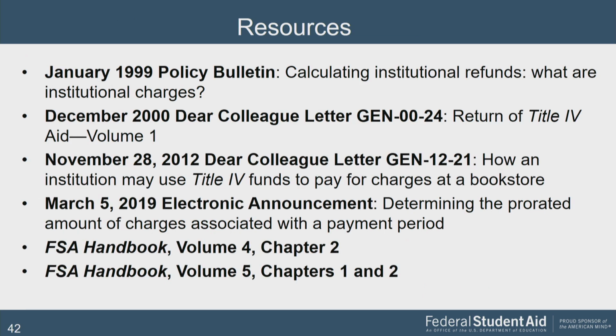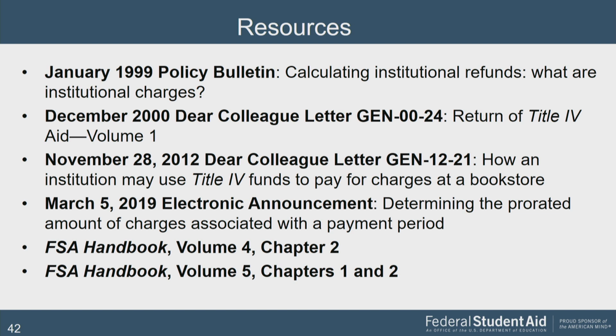Finally, we have some resources for you here. We've got a January 1999 policy bulletin on calculating institutional refunds, which goes into some detail about what constitutes institutional charges. So this is basically the guidance that we've used since that point in time for determining what constitutes institutional charges. The March 5th electronic announcement does make some tweaks to that, but it doesn't totally obviate that policy bulletin, which is really still where we go for the philosophy behind institutional charges.